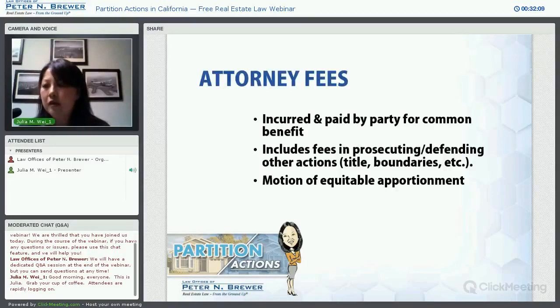And for the remaining siblings who each owned 15% of the property or something like that, the court said, yes, this is a common benefit situation. So of the $103,000, each co-owner paid their pro rata share of that party's attorney fees.